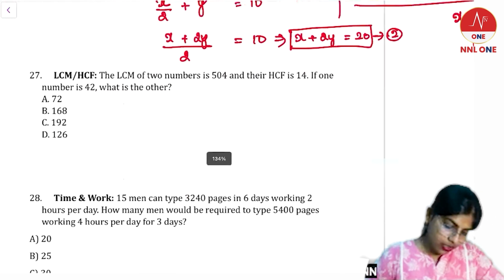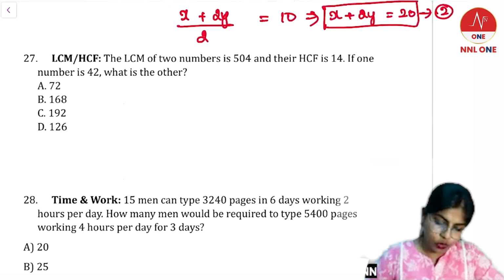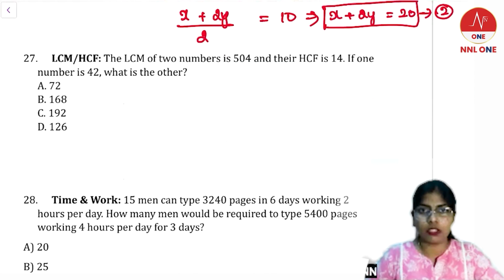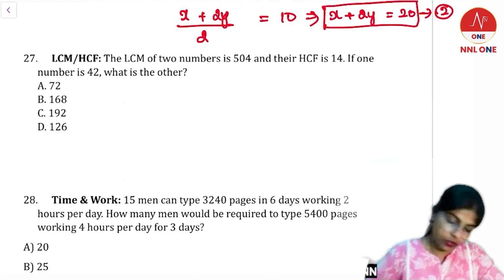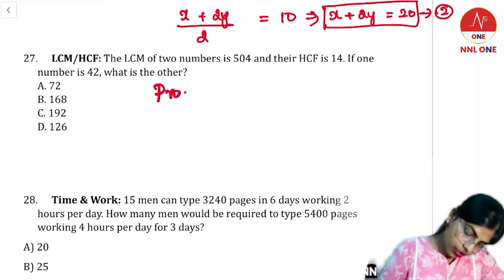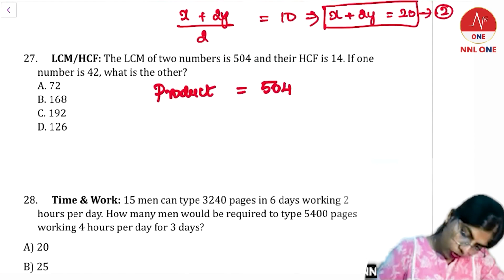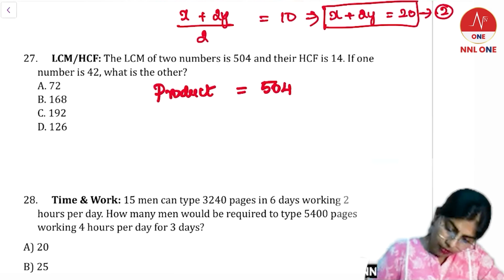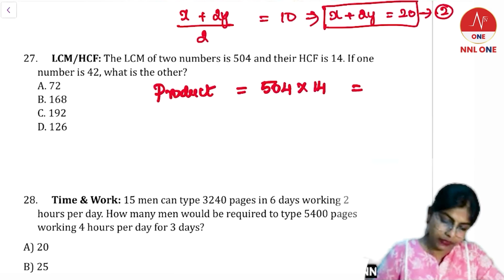Next sum. LCM and HCF. The LCM of two numbers is 504 and the HCF is 14. If one number is 42, what is the other? So we have to find the product. LCM of two numbers is 504 and the HCF is 14. 504 into 14 is equal to, what will be the answer?